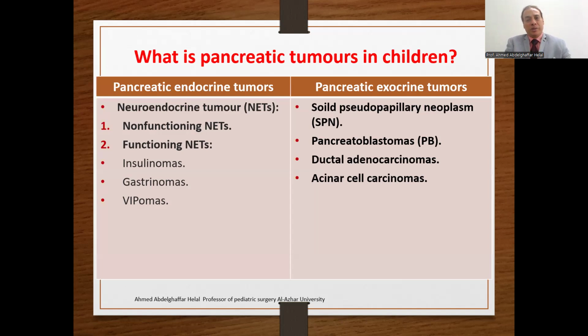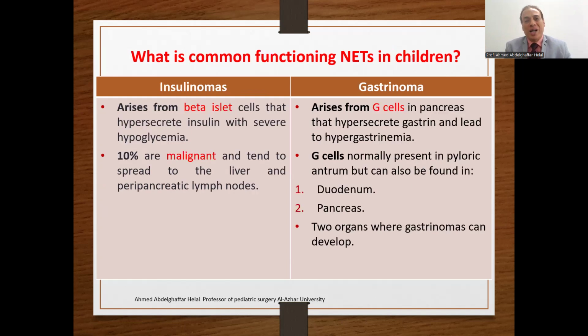What about pancreatic tumors? This is the final issue of the presentation today. Pancreatic tumors may be endocrine or exocrine. Endocrine ones are called neuroendocrine tumors, NETs. The NETs may be non-functioning, not producing hormones, or may be functioning: insulinoma, gastrinoma, VIPoma. VIPoma is extremely rare in children, and only case reports are available in the literature. So we will concentrate on two major items, insulinoma and gastrinoma.